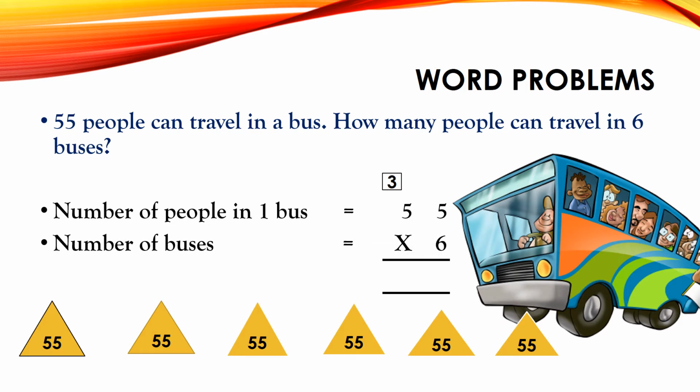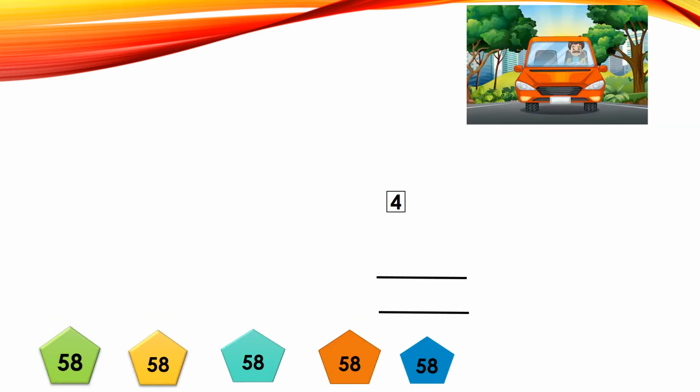Put a multiplication sign and the statement for the answer would be total number of people that can travel in 6 buses. So you multiply 55 into 6, start multiplying from the ones place. 5 sixes are 30, so 3 carry over, 0 you bring down, and then 5 into 6 again 30 plus carry over 3, which gives 33. So there are a total number of 330 people that can travel by the buses.